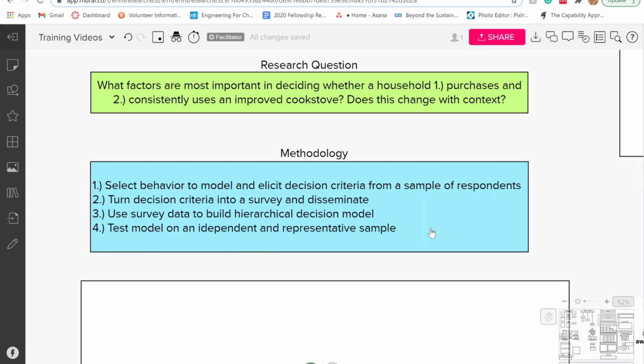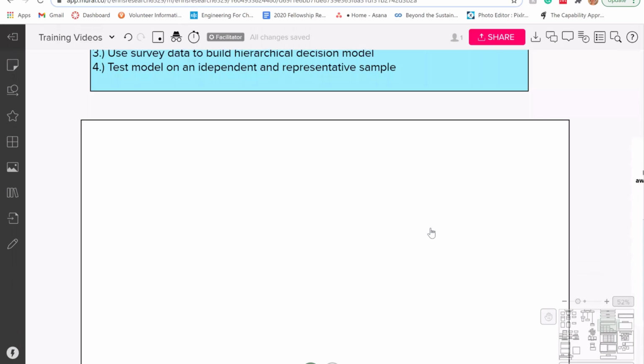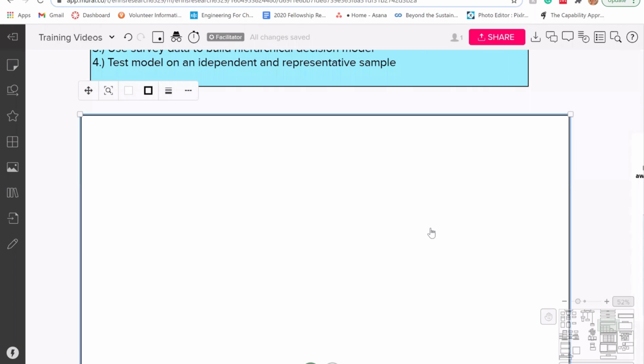The survey data is then used to build a hierarchical decision model, which I'll talk more about. And lastly, the model can be tested on a new sample of people to validate that the model actually can be used to predict behavior. So let's break down each one of these steps a little bit more.